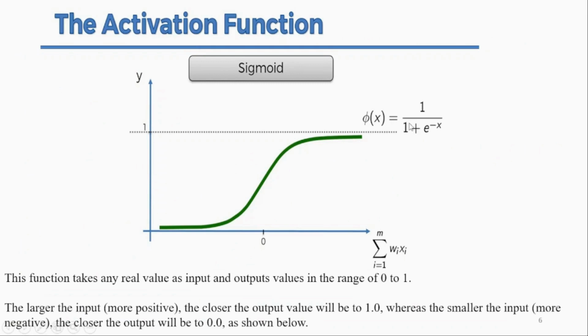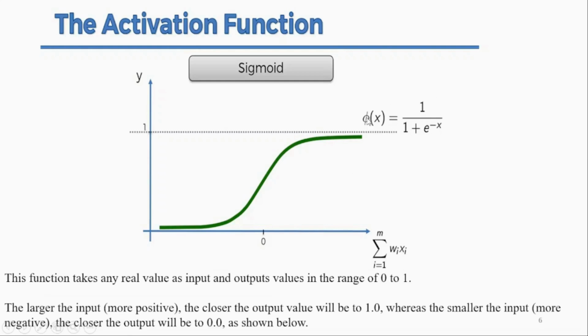Basically, this function takes any real value as input and outputs values in the range of 0 to 1. The larger the input, meaning the more positive, the closer the output value will be to 1, whereas the smaller the input, the more negative, the closer the output will be to 0, as shown below. If you look at this, when the value is more positive, the output is approaching 1, whereas here on the x-axis the value is more negative, so that is approaching 0. So this is the sigmoid function.